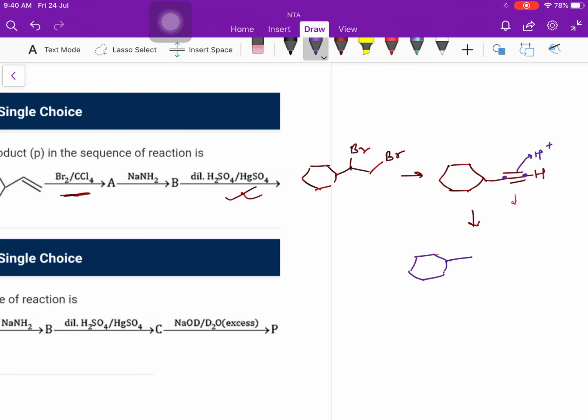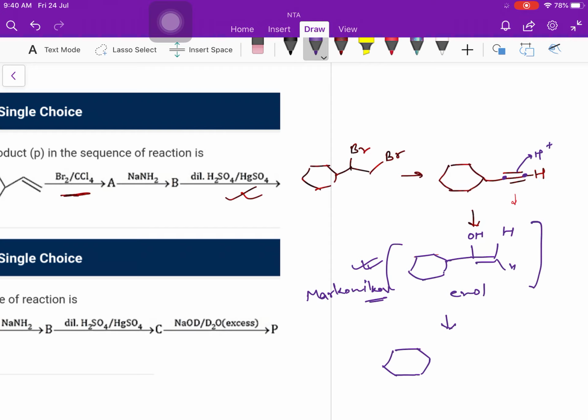Actually the reaction proceeds with Hg2 plus forming the complex, but we are just attaching it with the Markovnikov rule. So OH will get attached here with double bond and hydrogen will get attached here. But this is an enol which is unstable, so enol will get converted to ketone. We are adding with only Markovnikov rule, so hydrogen gets attached to the position that contains more number of hydrogen. So hydrogen has been attached to this position. Hopefully you know this thing.